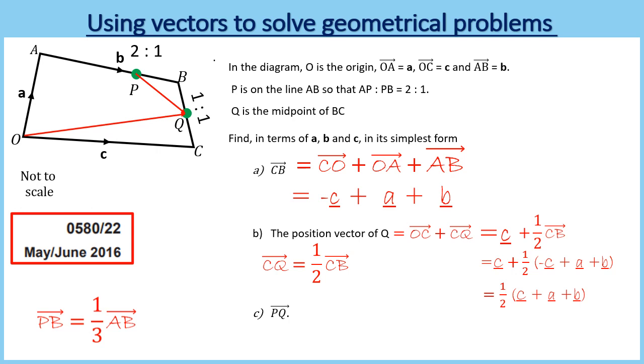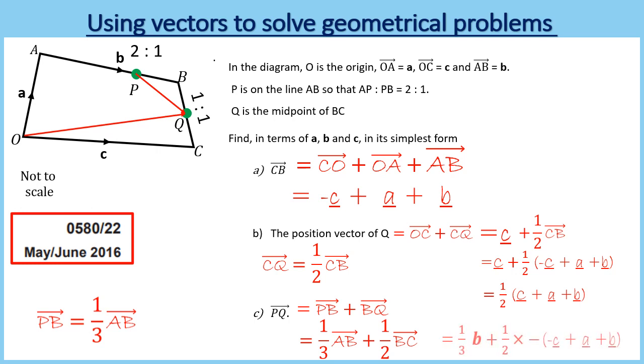As a result, vector PQ equals vector PB plus vector BQ. Vector PB is 1/3 of vector AB, while vector BQ is half of vector BC. Replace those vectors with their values in terms of vectors A, B, and C, and we get. Simplify this algebraic expression to get the final answer.